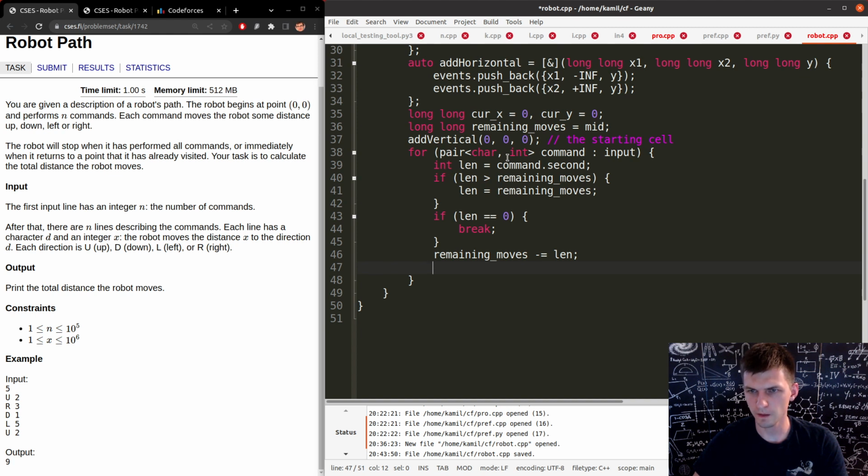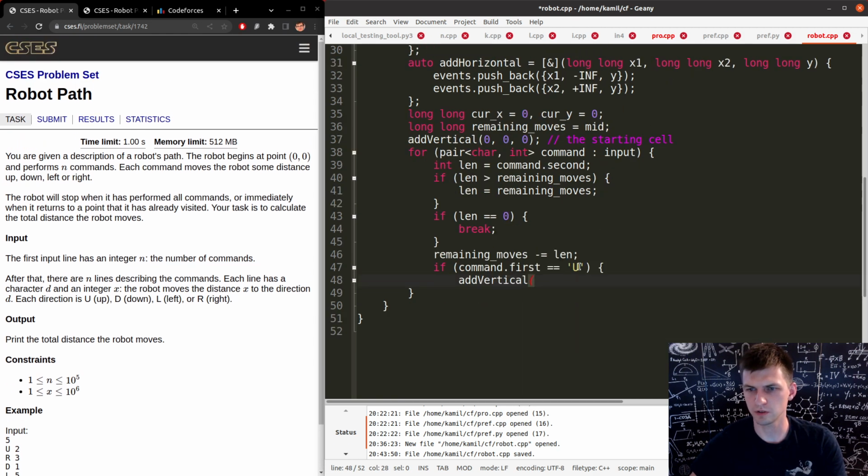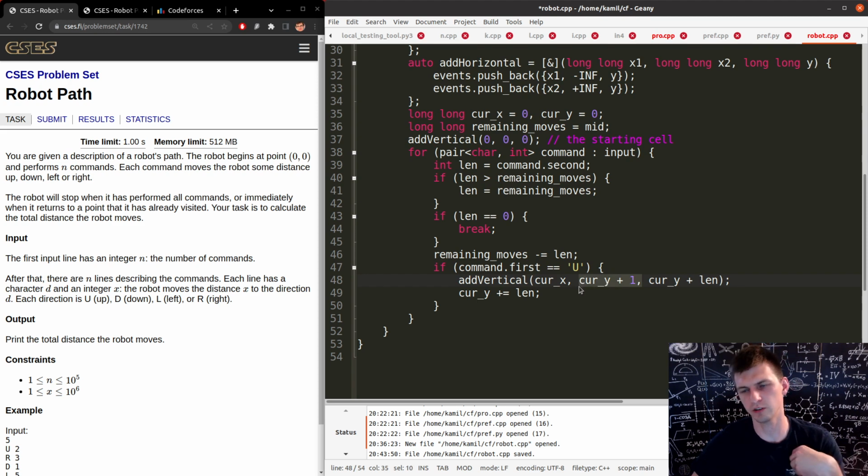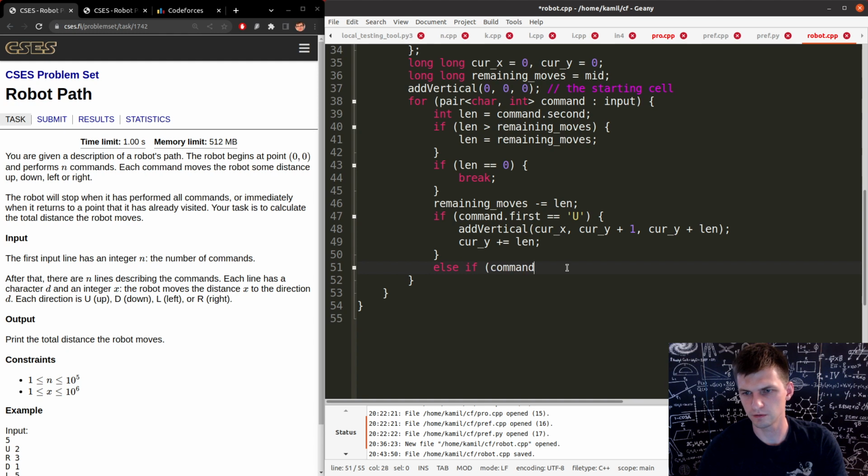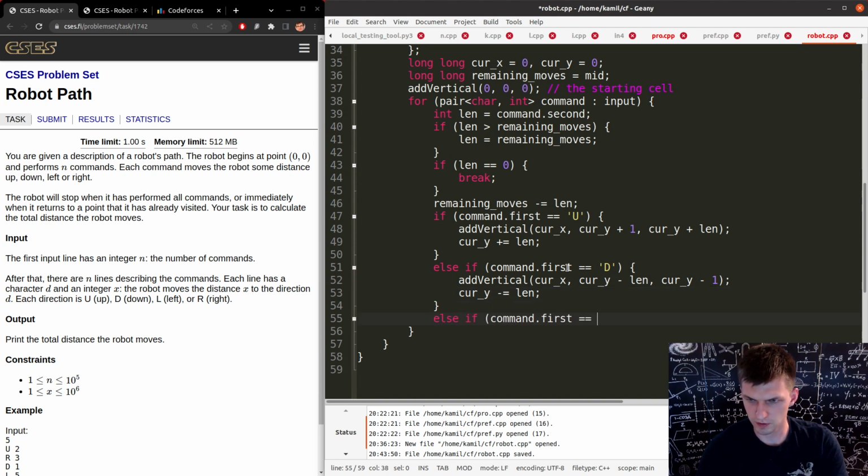Now we need to go in that direction for that long, and I will just make here 4 ifs, I think. If command first is up, then we increase the y coordinate, so add vertical x, y1, y2, current x, current y plus length, and here plus 1 on y, because we don't want to include the current cell, otherwise every corner would be included twice. Down. And left and right. And y.